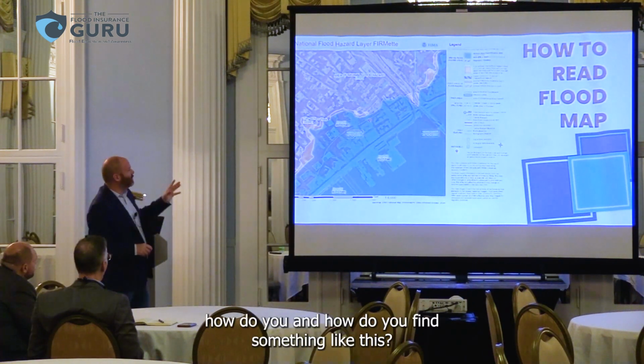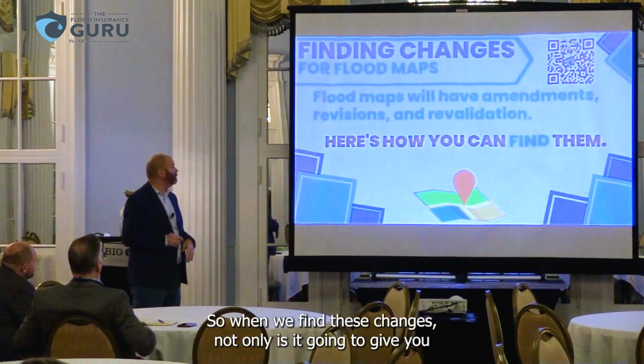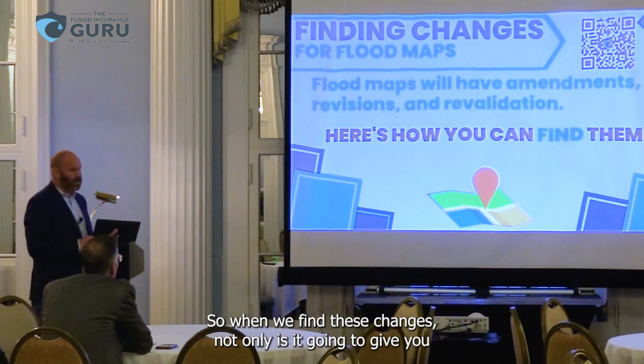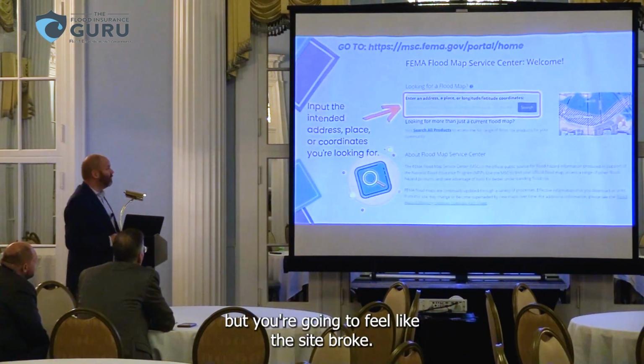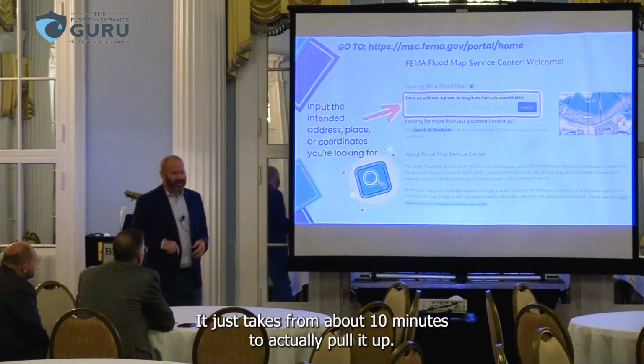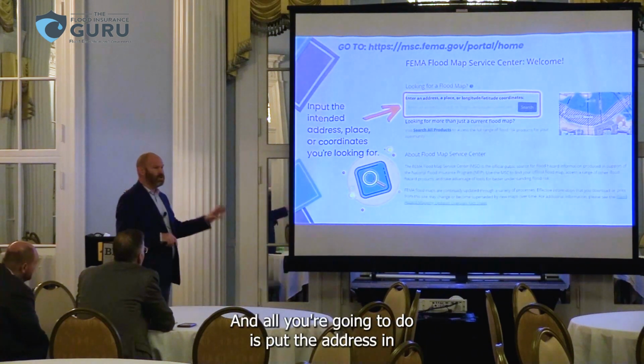How do you find something like this? That's what I'm going to show you right now. So when we find these changes, not only is it going to give you the letters of map amendment, the revisions, when you pull this up with FEMA, but you're going to feel like the site broke. It's not broken. It just takes FEMA about 10 minutes to actually pull it up. And all you're going to do is put the address in.